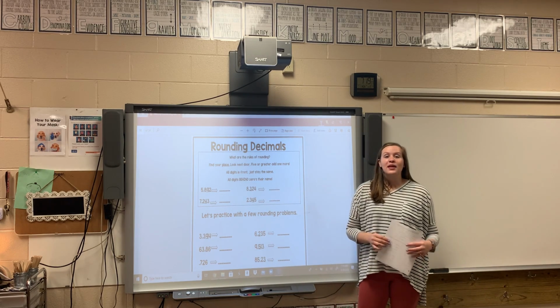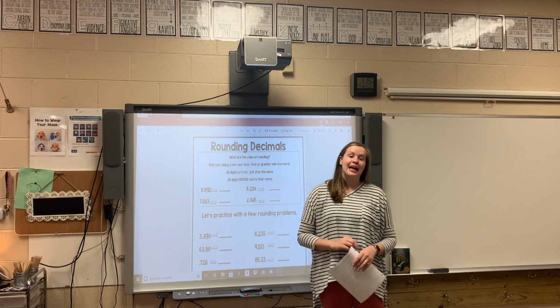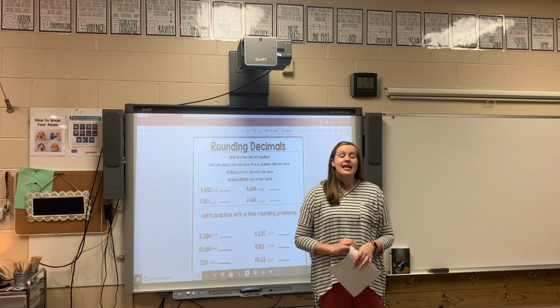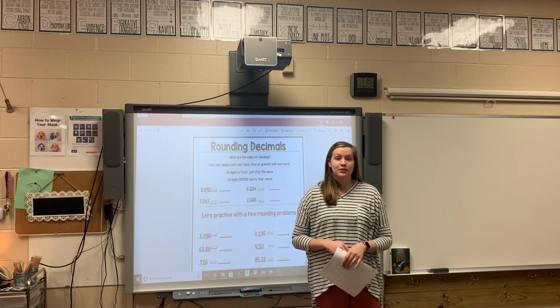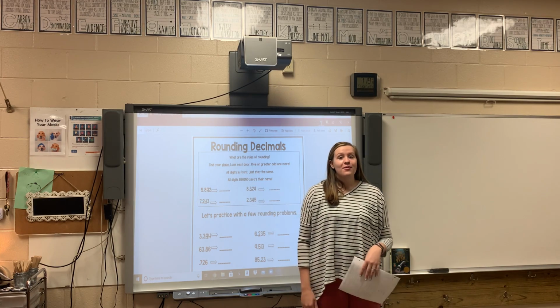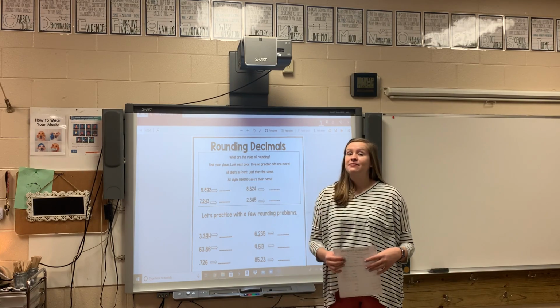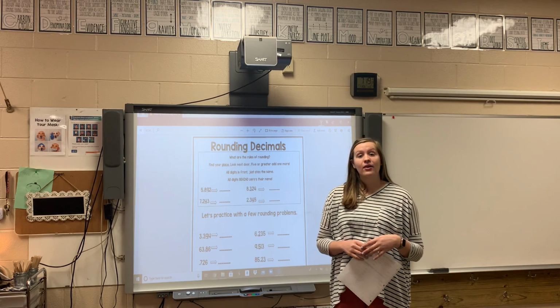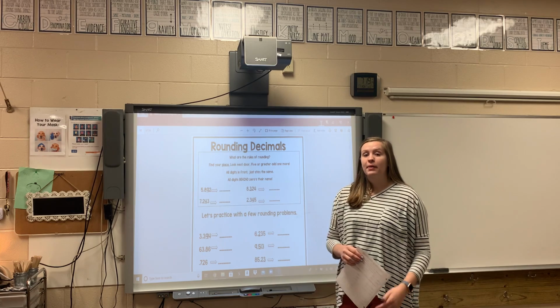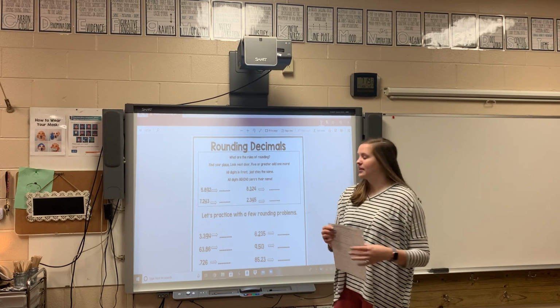This morning we are working on rounding decimals. Our objective for our math lesson today is that I can round decimals to any place. So we're going to get started on that. Before we do, I just want to let you know that this is very similar to when you round whole numbers, right? So we're going to practice with a whole number and then we'll get started with decimals.